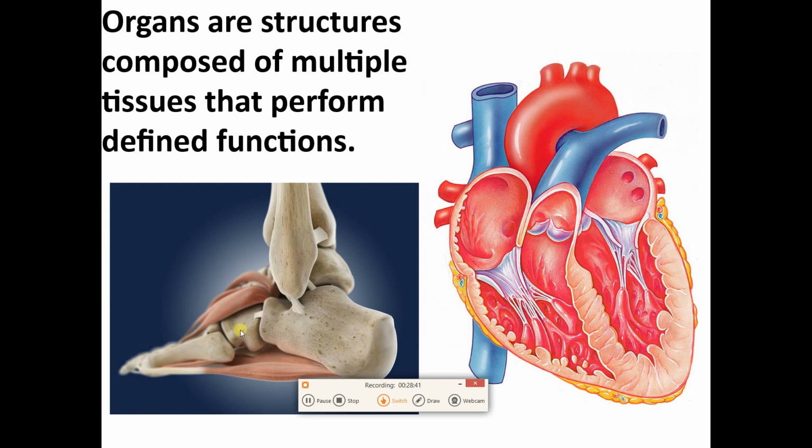These are bones here. Okay, bones and muscles. Bones and muscles are going to have multiple tissues inside them, doing defined functions, and they're in defined locations, so they are organs as well.